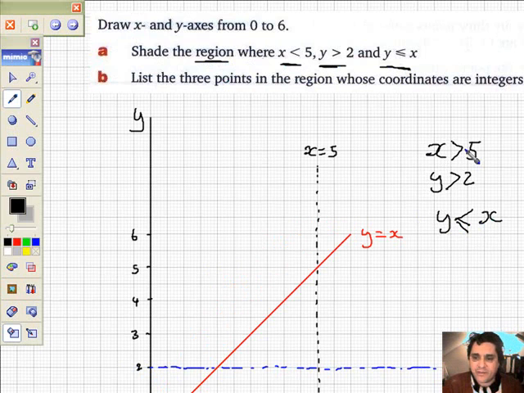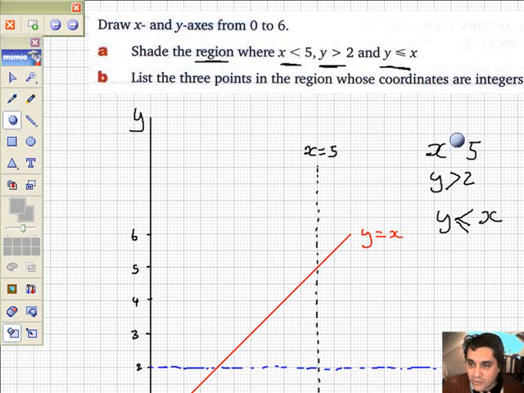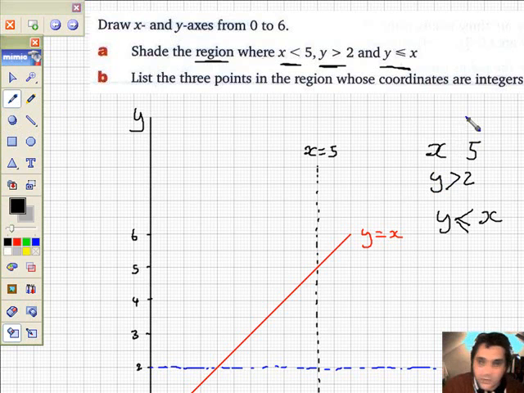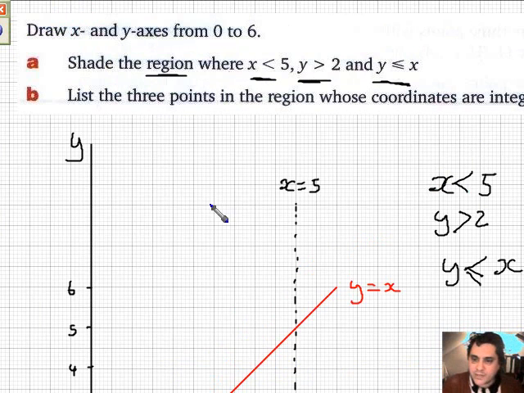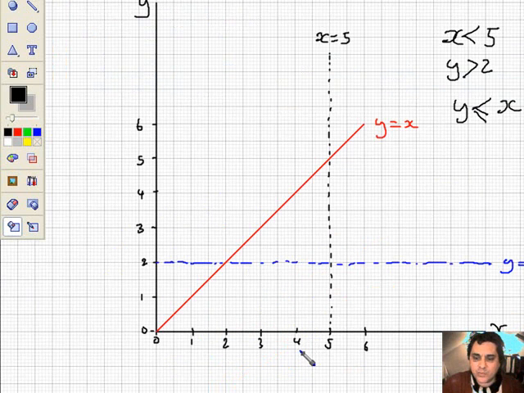X has got to be above 5. Alright, just check it carefully. Sorry, x has got to be below 5. I read it wrongly from the side. So excuse me, let's just correct that. X has got to be less than 5. In other words, I shade everything to the left of the x equals 5 line.